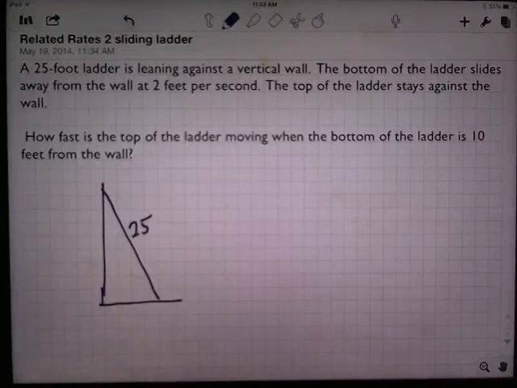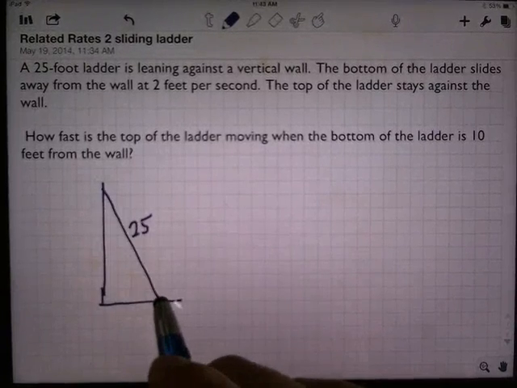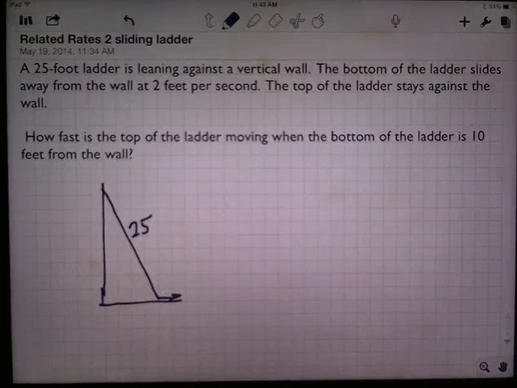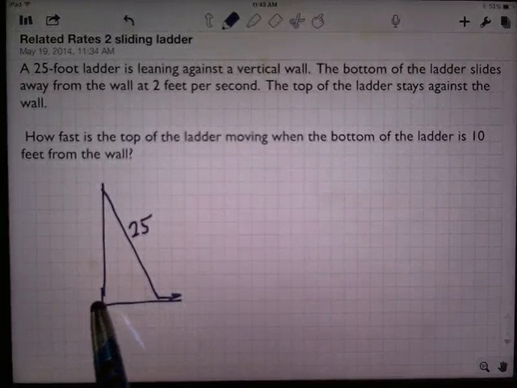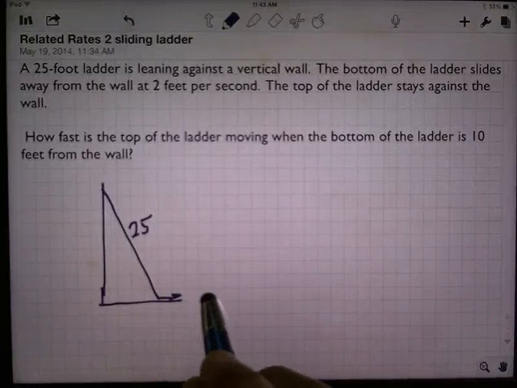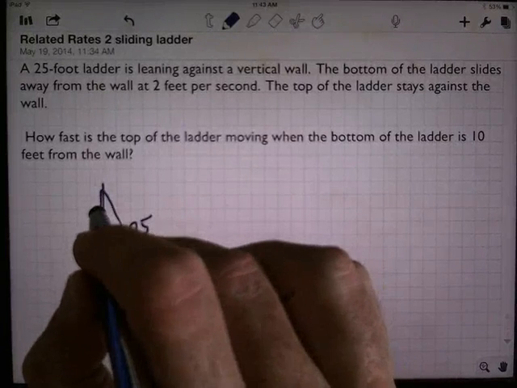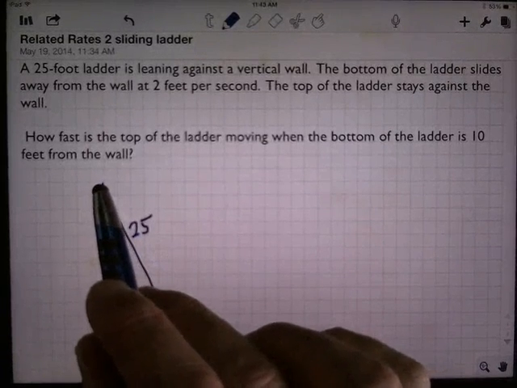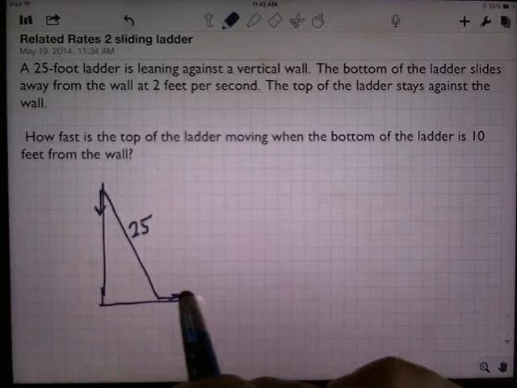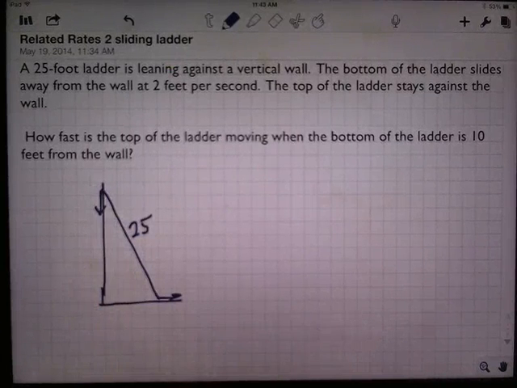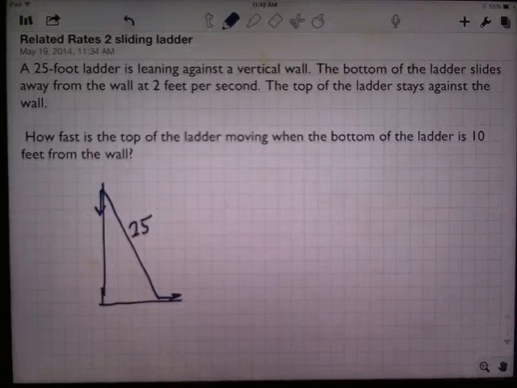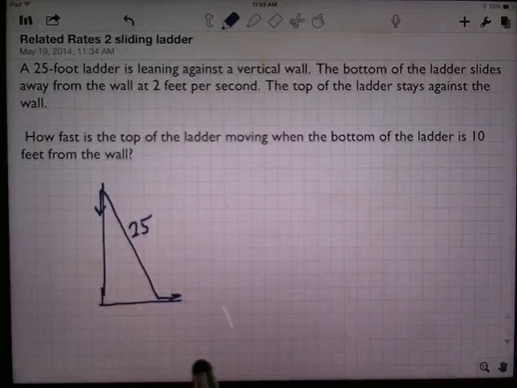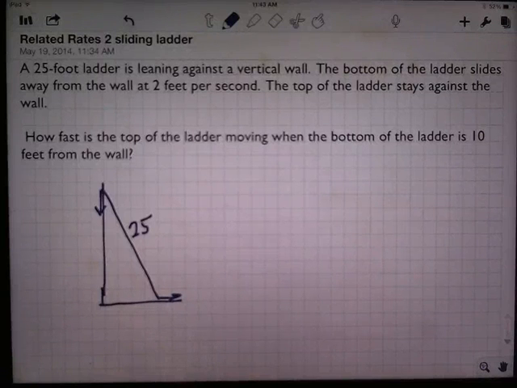Now, unfortunately for anyone standing at the top of the ladder, the bottom of this ladder is going to start to slide away from the wall here. And as that slides away from the wall, the top of the ladder, of course, will have to slide down. We'll assume that the top of the ladder always rests against the building. So as this slides away, this top moves straight down. The question is, if the bottom of the ladder is moving at 2 feet per second, then how fast is the top of the ladder moving when the bottom of the ladder is 5 feet from the wall?